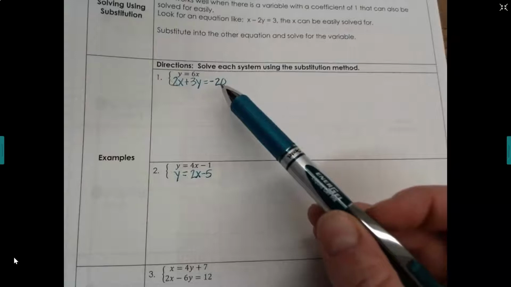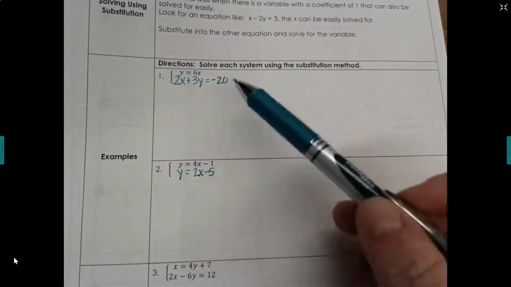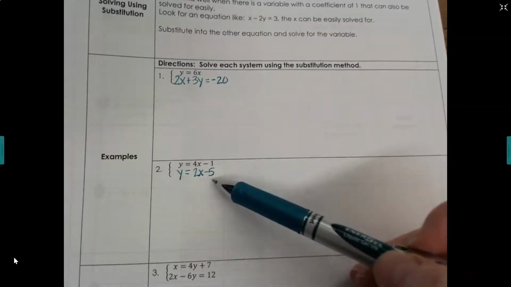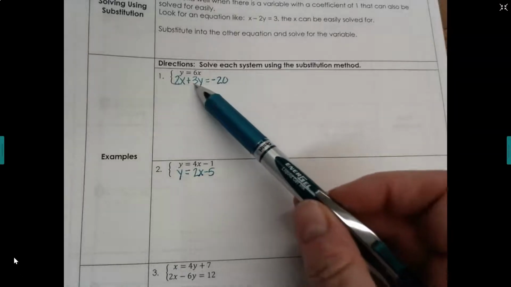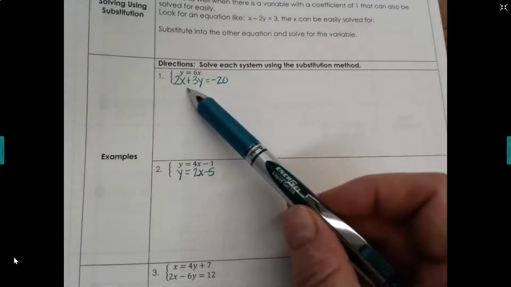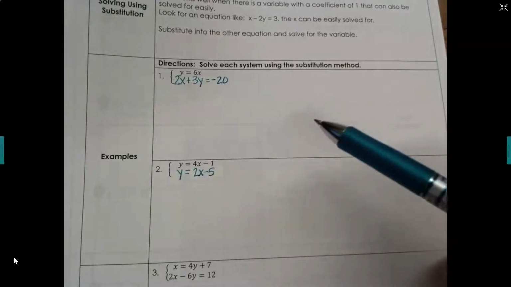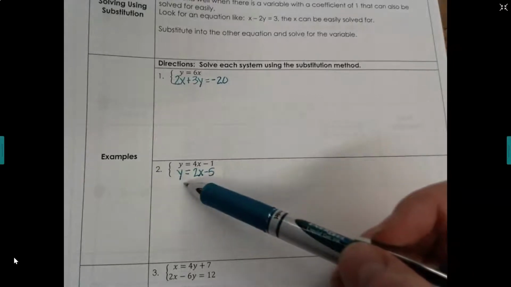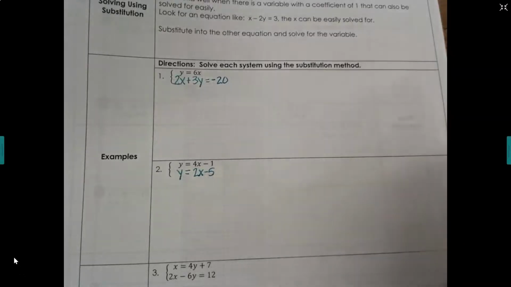First thing I want you to do is change two of your equations. They just were reversed. So you should cross out this bottom equation and write in 2x plus 3y equals negative 20. And the bottom equation on number 2 is y equals 2x minus 5. Pause the video to do that and come back when you're done.